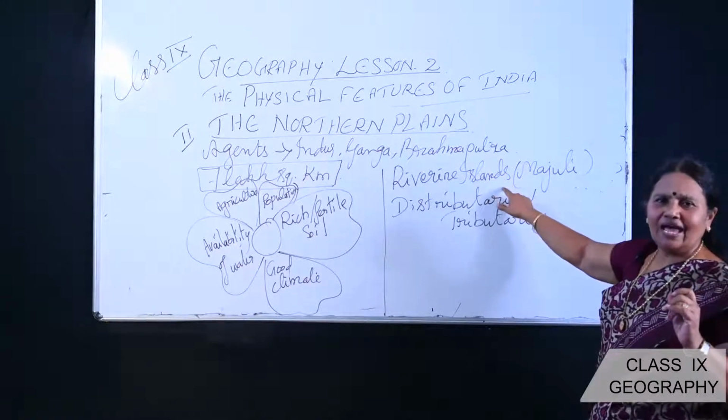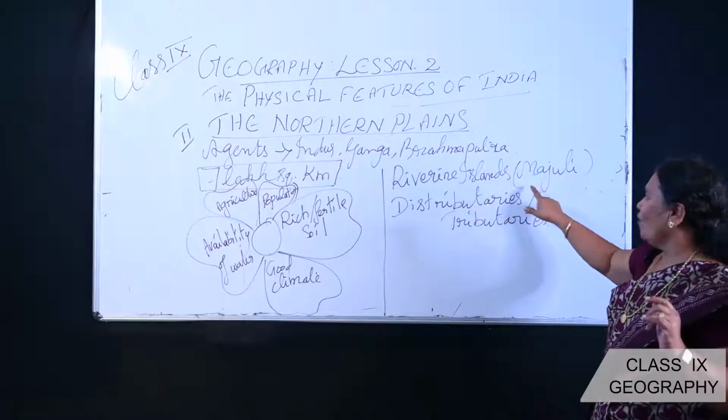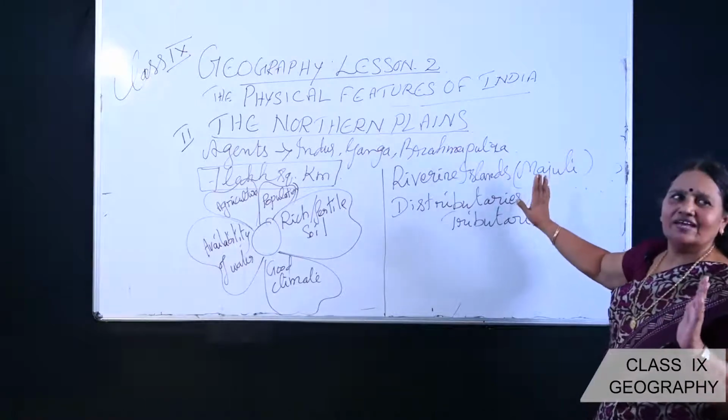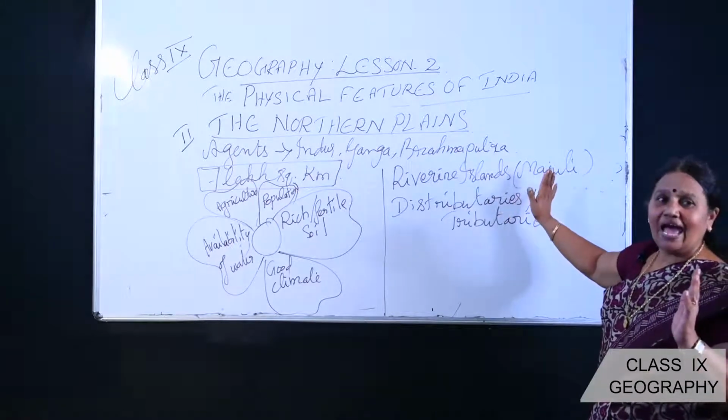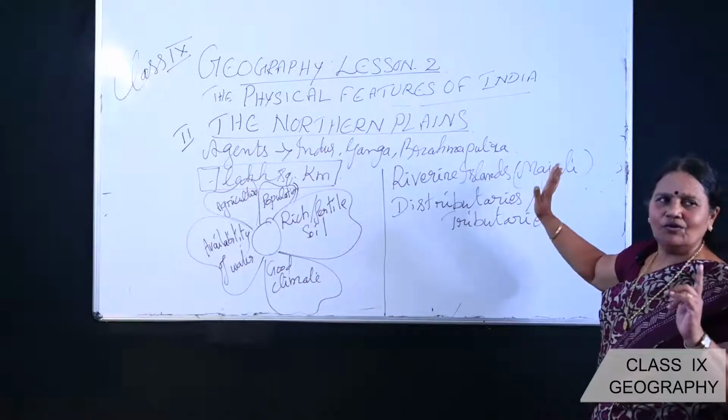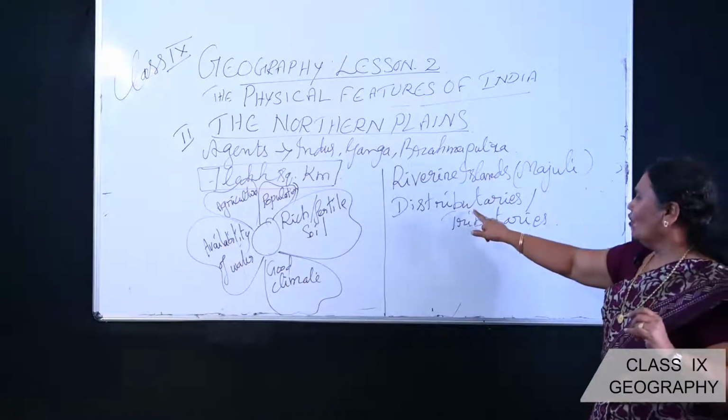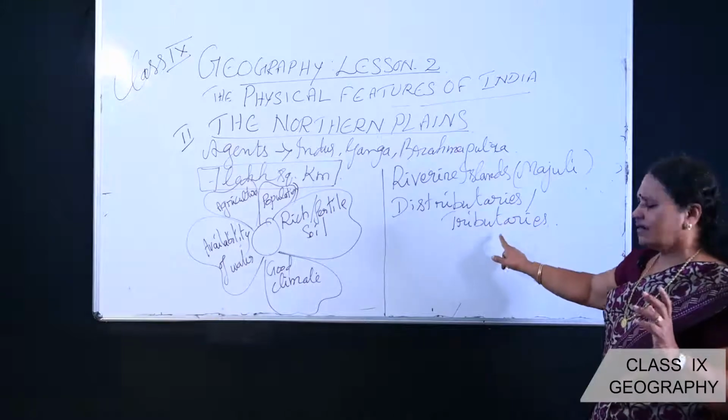Who formed this riverine island? River Brahmaputra. What is the importance of that? That is the largest inhabited riverine island in the world. Got the idea? Okay, now let us go for this very important topic, tributaries and distributaries.